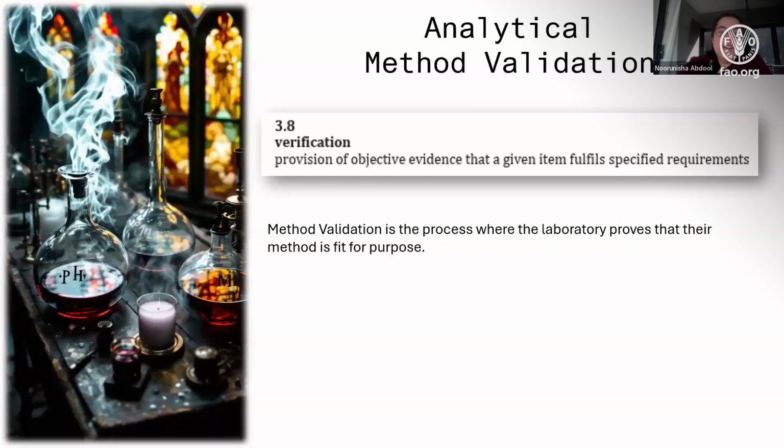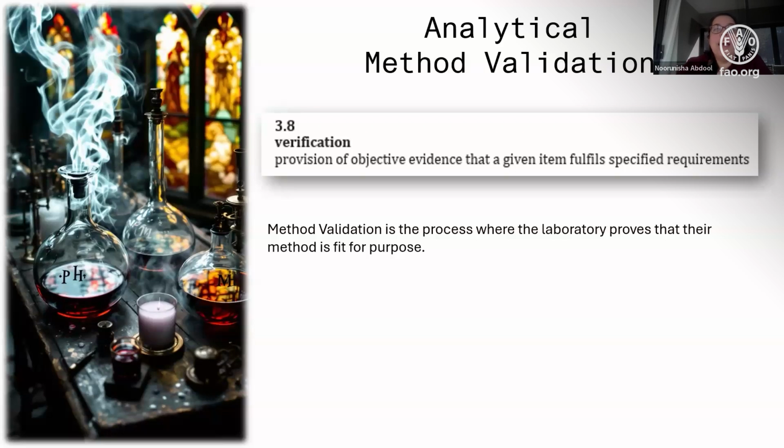So what does that mean to us in English? In order to verify something, according to ISO 17025, is the provision of objective evidence that given items fulfill a specified requirement. What that actually means is, method validation is a process where the laboratory proves their method is fit for purpose. And fit for purpose is where this actually comes in.